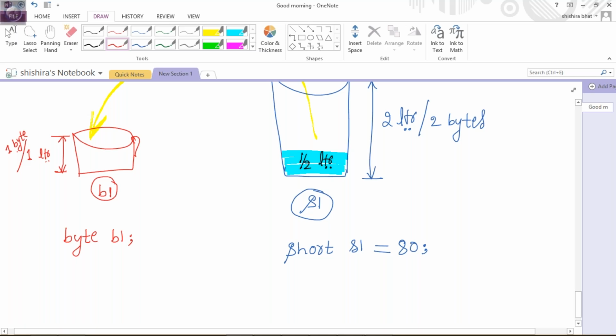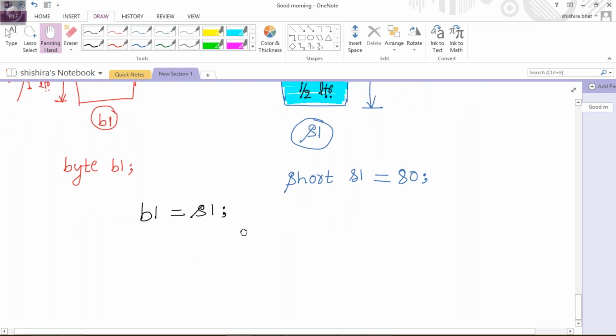Okay. Now the question is this: can I assign S1 to B1? Can I assign S1 to B1? Logically, this is possible. Understand it. Logically, it is perfectly possible. But compilation wise, not possible. Why is it not possible compilation wise?